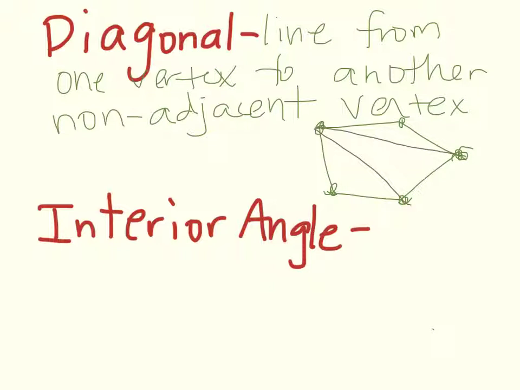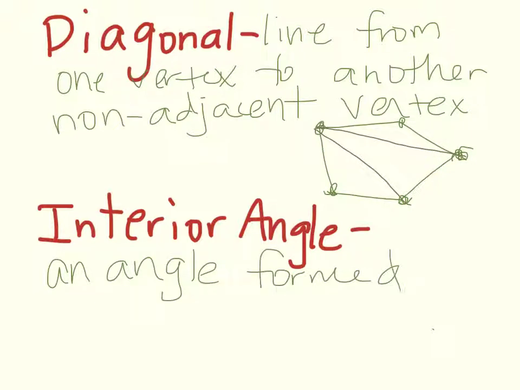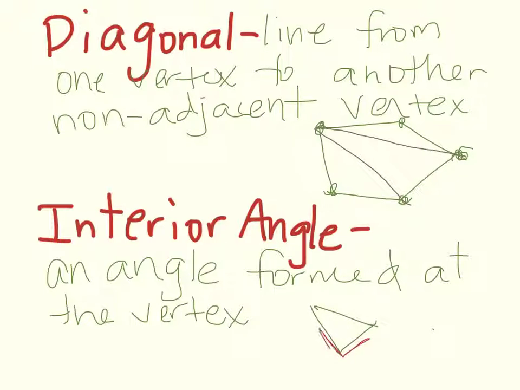Now an interior angle is just an angle formed at the vertex. So an interior angle of a shape is just the angle that is formed by the vertex. So that's an interior angle, this is an interior angle, and this is an interior angle.